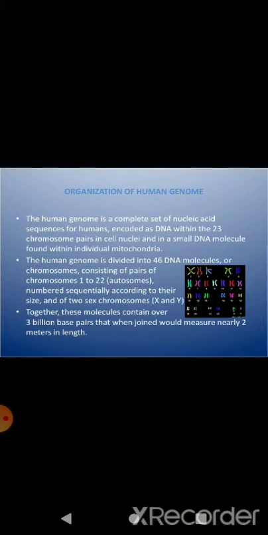The human genome is divided into 46 DNA molecules or chromosomes which consist of 22 pairs of autosomes and 2 sex chromosomes. Together, these molecules contain over 3 billion base pairs of DNA. It stands to reason that the human genome must be extensively packaged in order to fit inside the nucleus, the size of which is in the micrometer range.